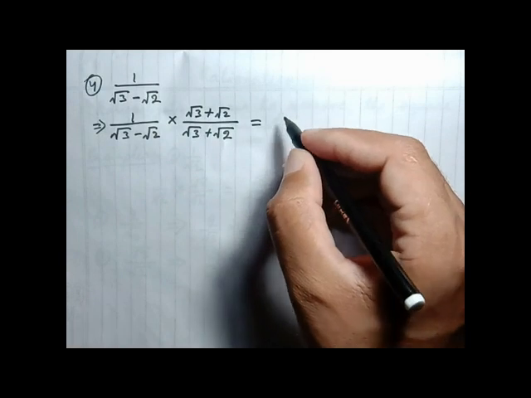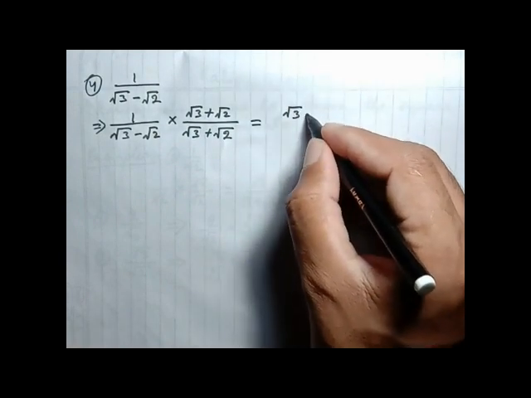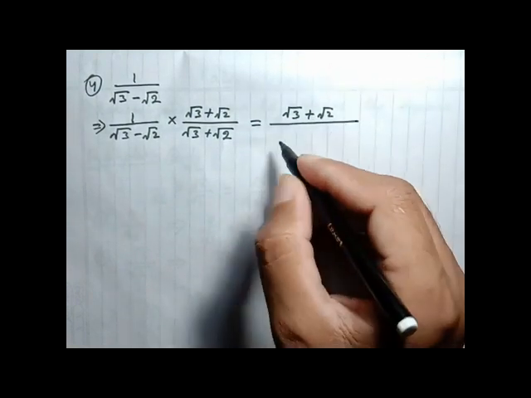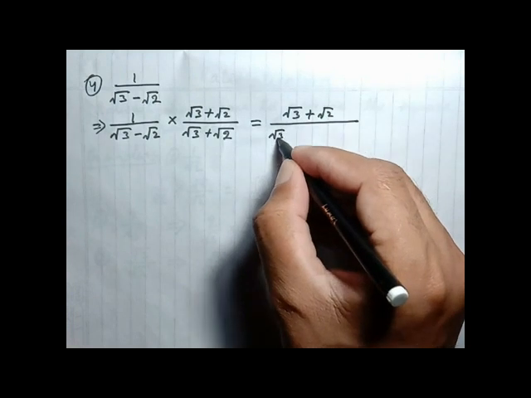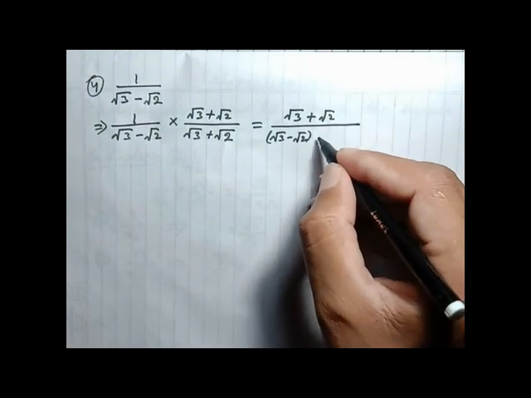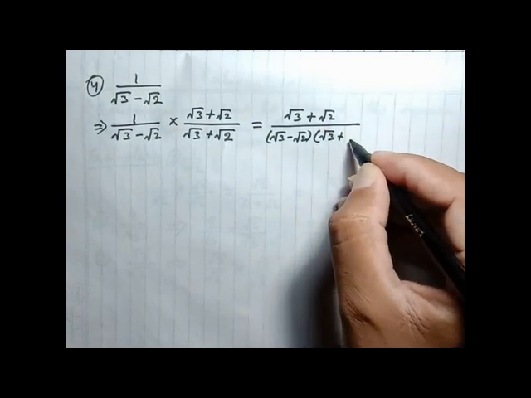That will be equal to √3 plus √2 upon √3 minus √2 into √3 plus √2.